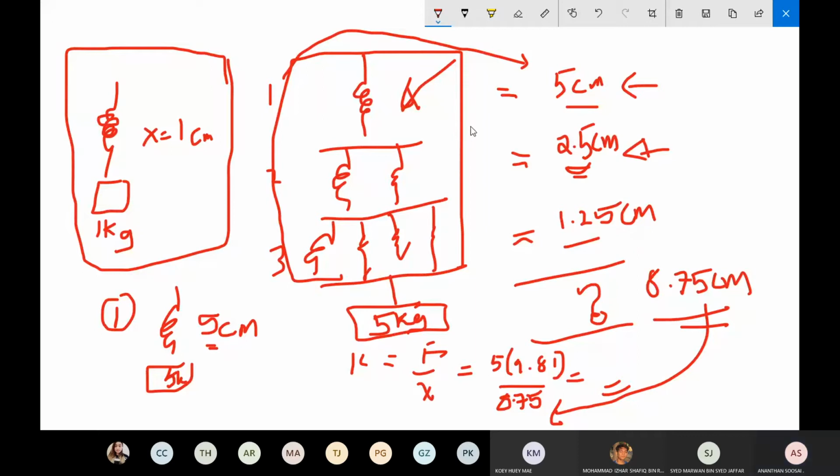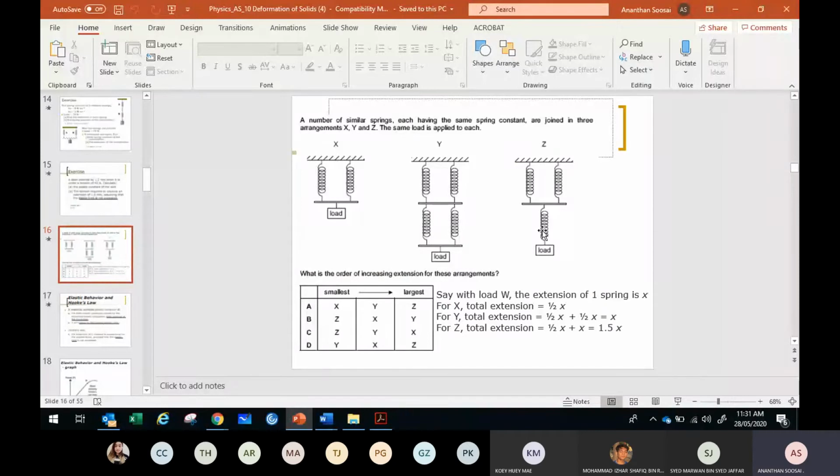Any questions from here? Hope you can understand. I think in early studies you have learned this before. So let's see Cambridge questions about this combination. Let me close this and go back to this question.